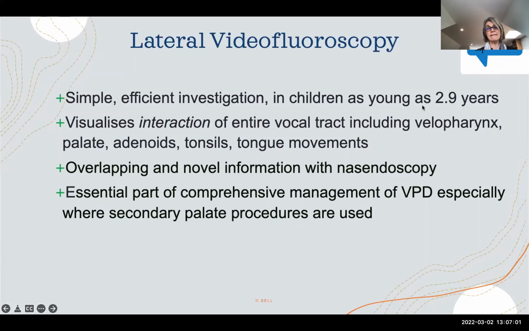And the beauty of it is that you have them speaking and you can see the interaction of the entire vocal tract, including characteristics of the velopharynx, the palate, the adenoids, tonsils, and tongue movements. And although there is information which overlaps with your endoscopy, there is also novel information, particularly around the interaction of your tongue and palate. Indeed, I believe it's an essential part of comprehensive modern day management of velopharyngeal dysfunction, as in latter times, surgeons have turned to secondary palate procedures for the management of velopharyngeal dysfunction.